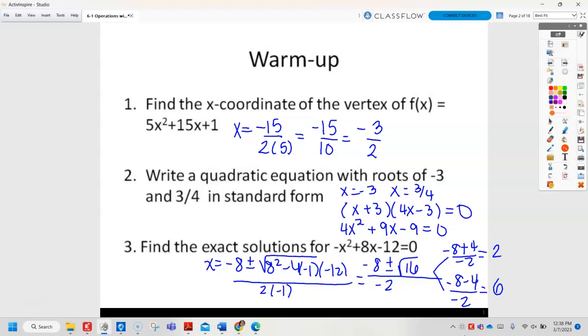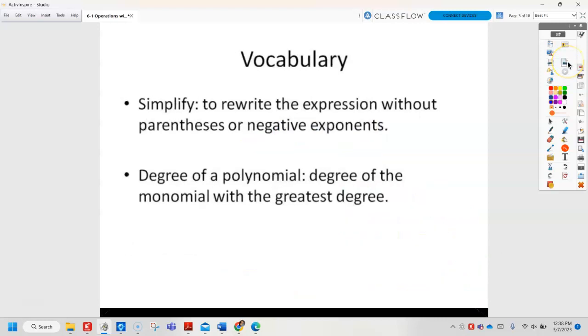Questions, comments, concerns? So we are starting chapter 6. Chapter 6 is operations with polynomials. So a polynomial is essentially just a quadratic with more terms. So a quadratic is a polynomial by definition. It is just a specific type of polynomial.